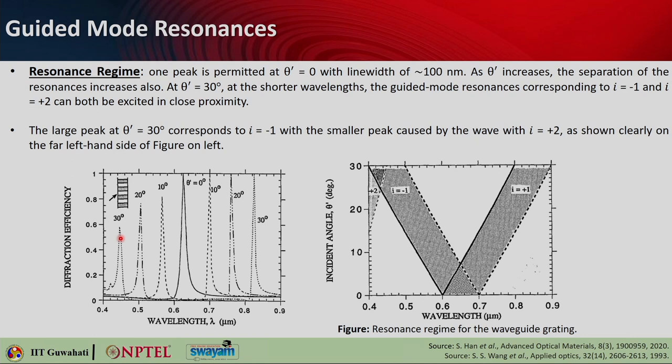this is the case for theta prime equals 30 degrees, which corresponds to your plus 2. The large peak at theta prime equals 30 degrees corresponds to i equals minus 1. This one has a smaller peak caused by the wave with i equals plus 2. So, i equals plus 2 gives this particular smaller width. Okay. So, this is basically seen from this one.